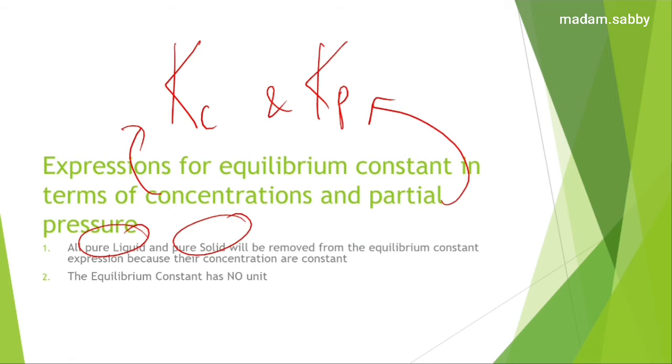Secondly, we state that Kc and Kp have no unit. They actually have units, but you need to derive them. For our syllabus here in matrix, we don't want you to derive the unit because it requires a long process. So we simply state that it has no unit. In the exam, strictly no unit for your Kc or Kp expression.